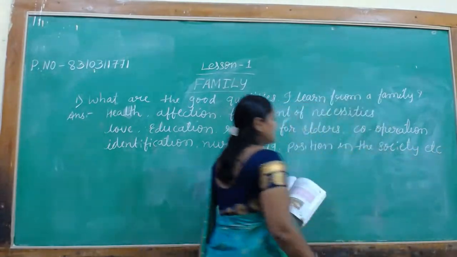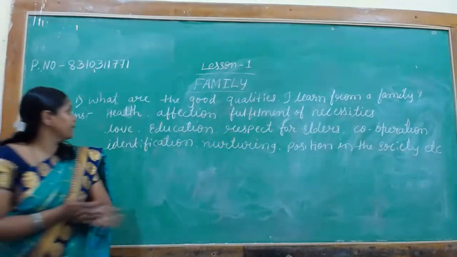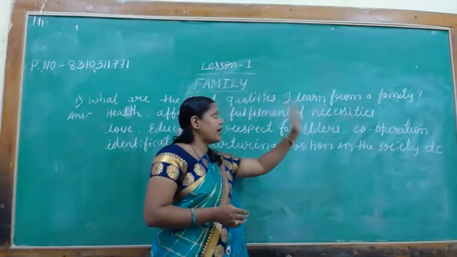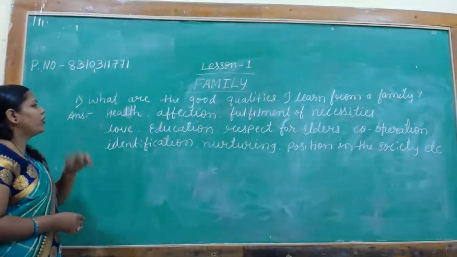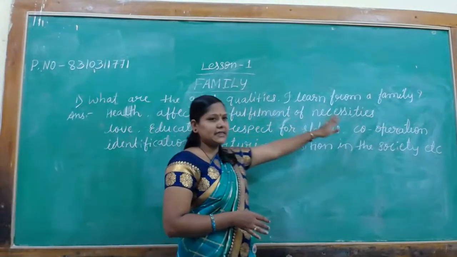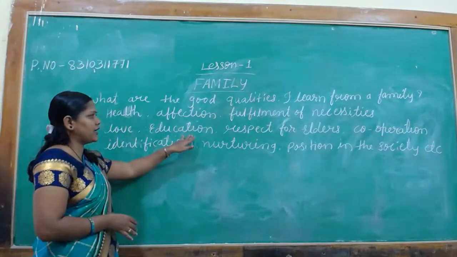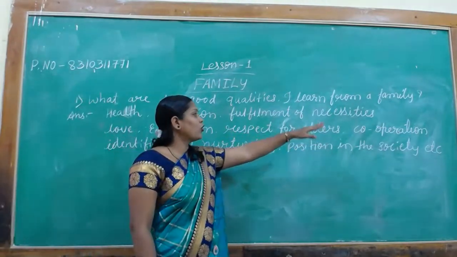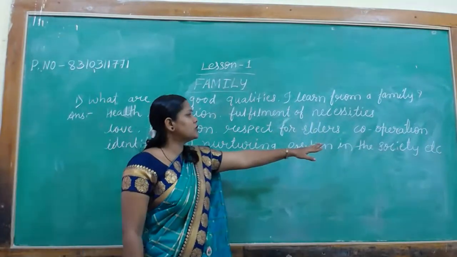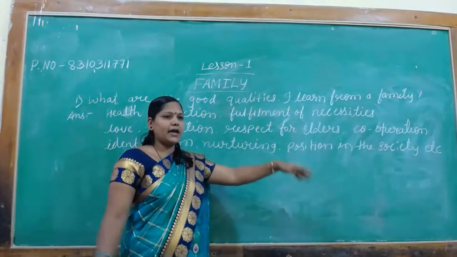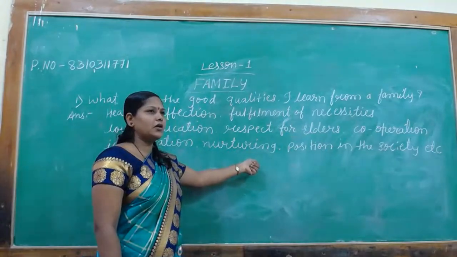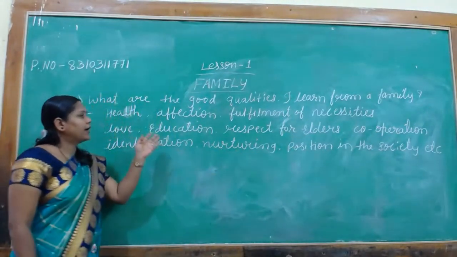See, students, what are the good qualities I learn from a family? What we learn from the full lesson is health, affection, fulfillment of necessities, love, education, respect for elders, cooperation, identification, nurturing, position in the society, etcetera. So many are still there. Right? Nurturing means care. Understood? Nurturing means care. So write it in the textbook.